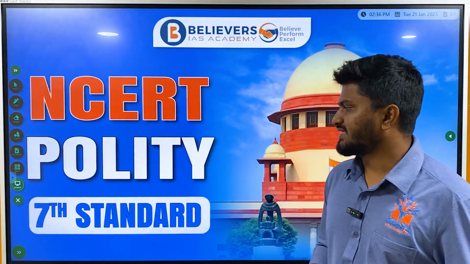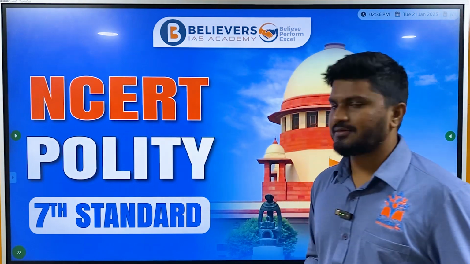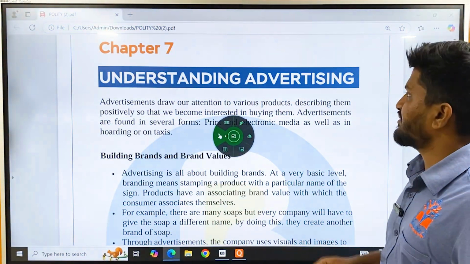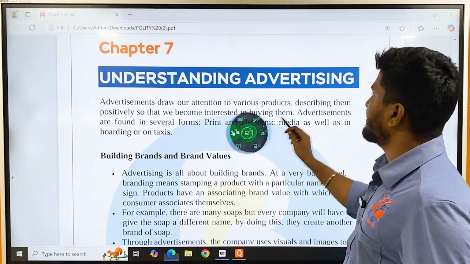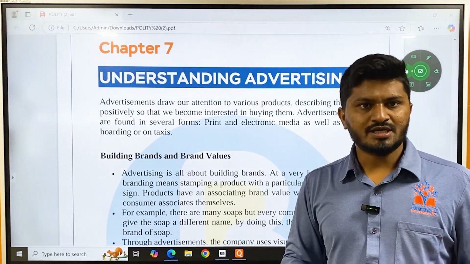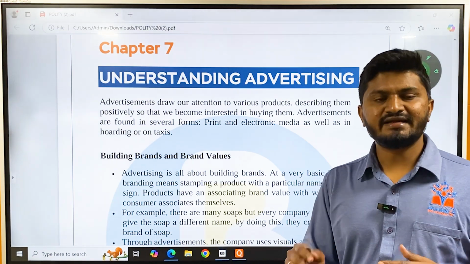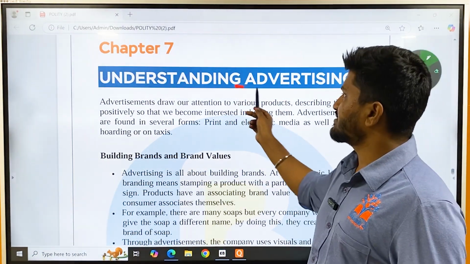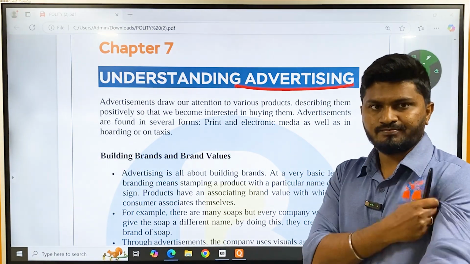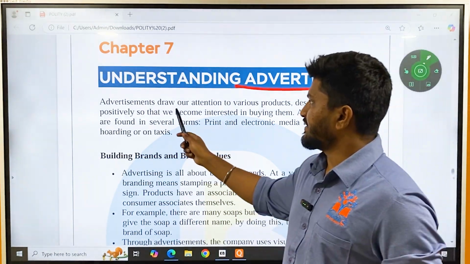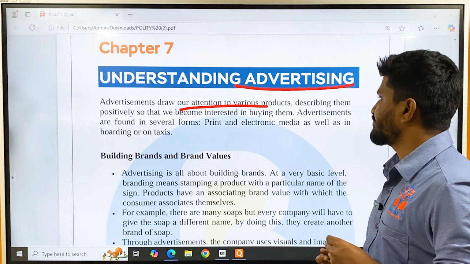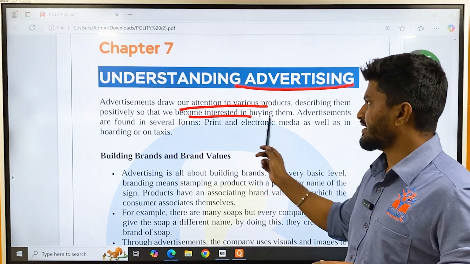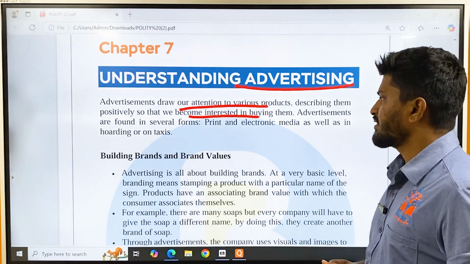In this session, we will be discussing 7th standard chapter 7. Chapter 7 deals with understanding advertising. Chapter 6 dealt with media and its role in democracy, and in this chapter we will be discussing how advertising works. Advertisements draw our attention to various products, describing them positively so that we become interested in buying them.